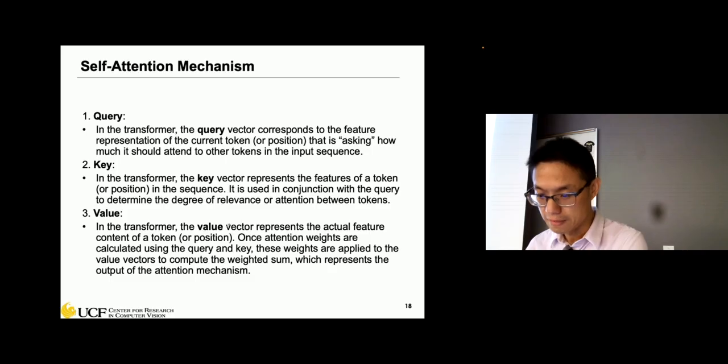Basically, applying these attention weights, which multiply with the value vector or matrix, will result in an output, okay.